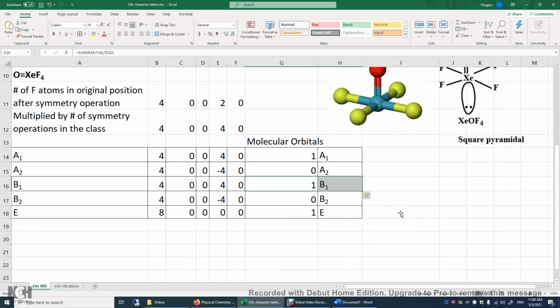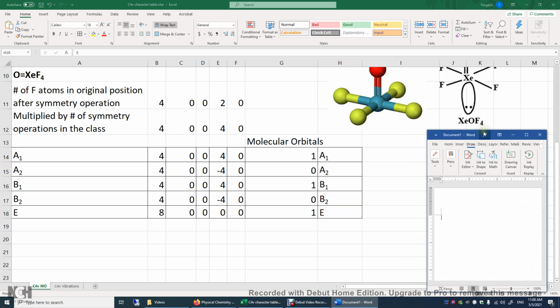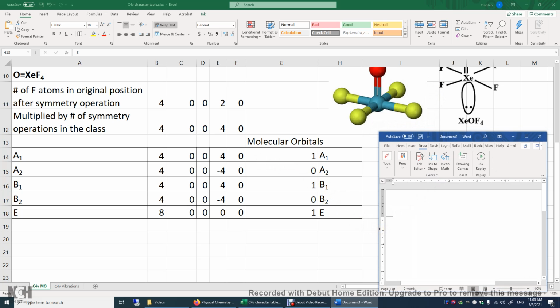All right, so when we have this A1, B1, E, what are the shapes of the faces of the electron waves on this fluorine atom? I'm going to just use a document here to draw this molecule. But to make things easier, I'll just draw a planar structure. It's a little bit difficult for me to draw three-dimensional structures. So what I will do is I will draw just xenon here and then four fluorine atoms here.